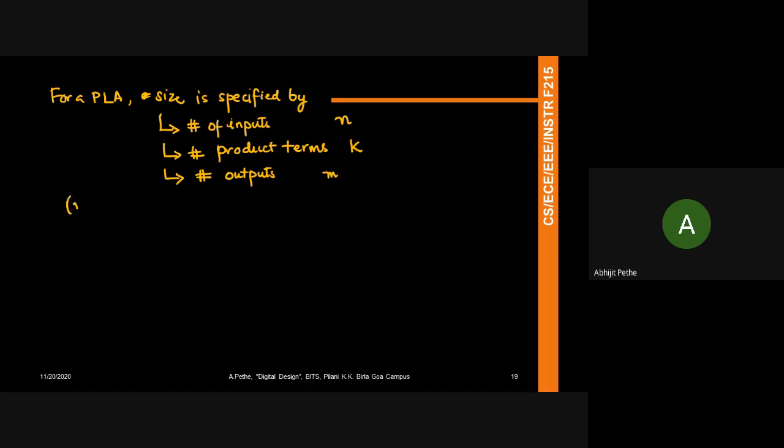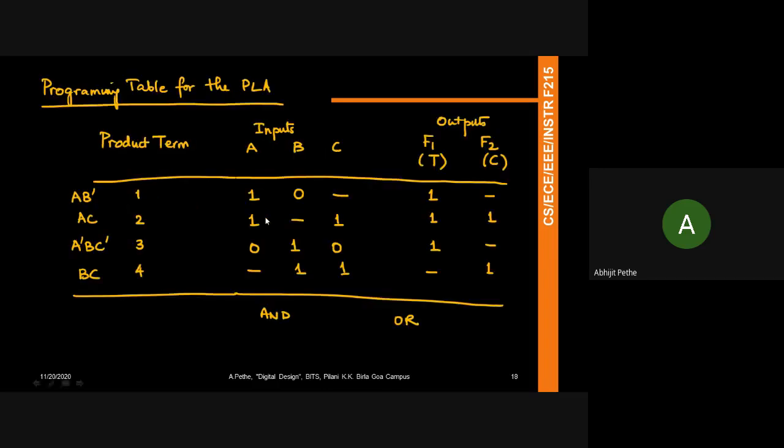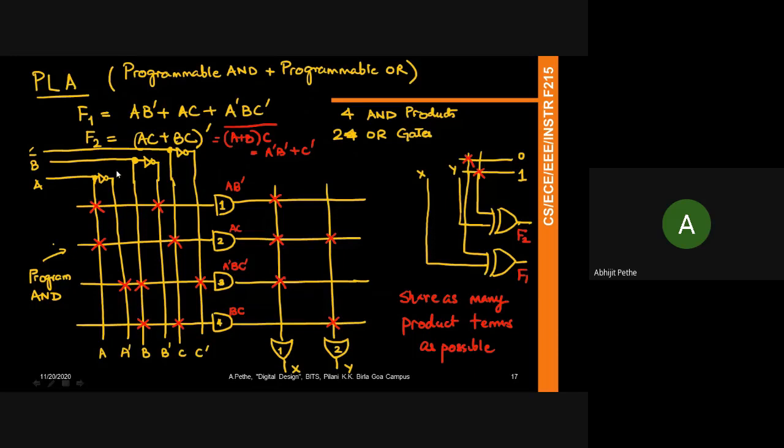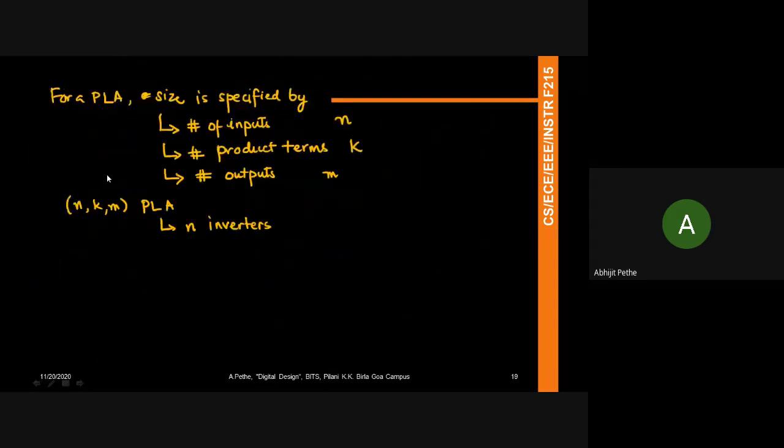So if I think about an NKM PLA, what does that mean? It has N inverters, right? It needs N inverters because I need to generate the true and complement value of the signal, right? So for every signal, I need to have an inverter. So it needs N inverters.